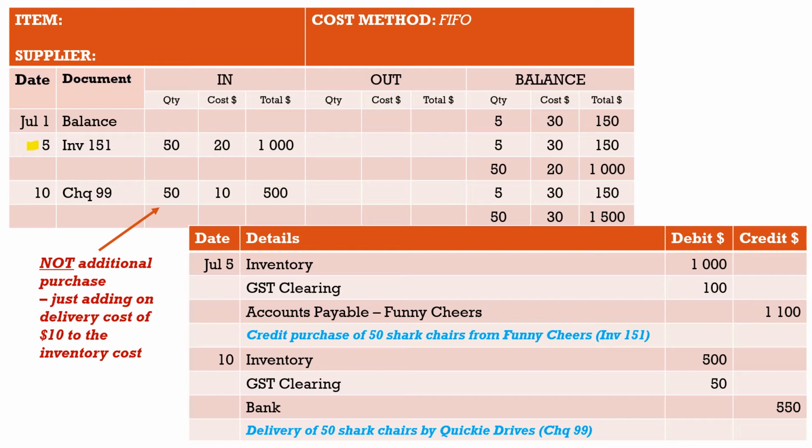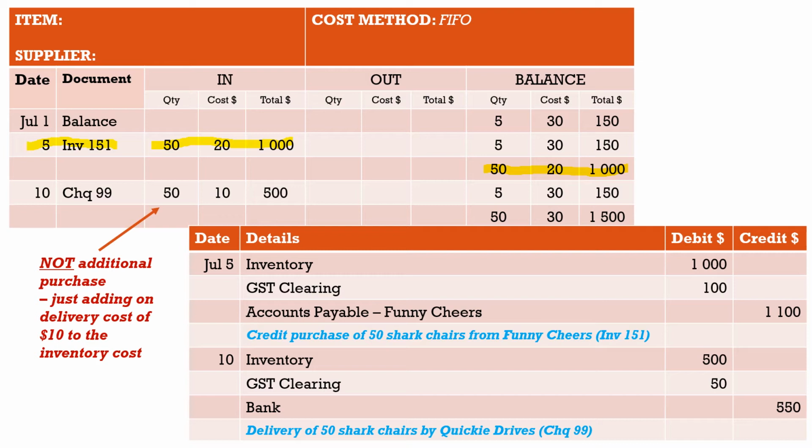So on the 5th of July, we can see that we are recording the purchase of the chairs with reference to invoice 151. In the in column, we record the purchase of 50 units at a cost price of $20 per unit. Note that this is only the supplier cost that we are recording at this point. In the balance column, we include the purchase of these 50 units at a cost price of $20 per unit.